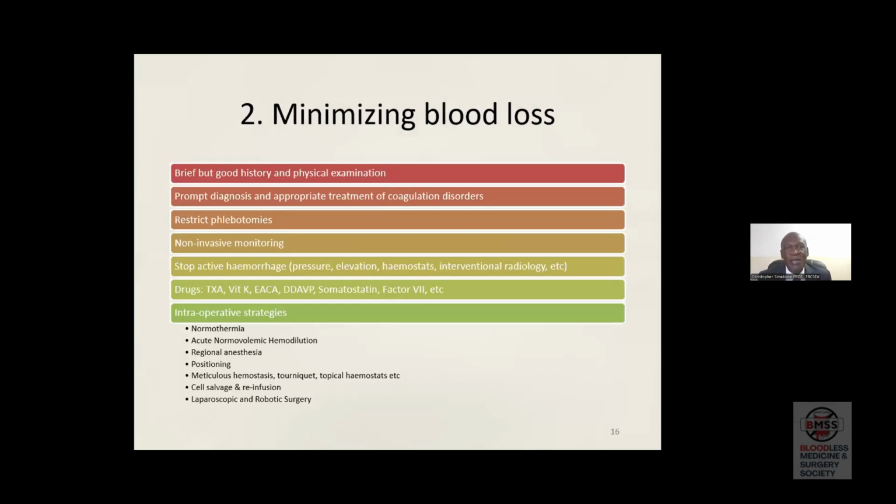The second pillar is minimizing blood loss. You still go back to history and make a good diagnosis. When the patient is in hospital, we avoid frequent phlebotomies so that we don't reduce the blood. Tranexamic acid is also key in most of the surgeries. With a good team of anesthetists and others, one can do a good operation in most cases. Meticulous hemostasis and using a tourniquet are key. The technique that we use in theater is very important. Some countries are now coming to have cell salvage, which is key for reinfusion where there is more blood loss taking place.